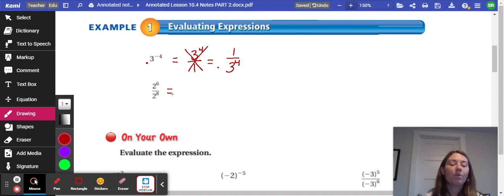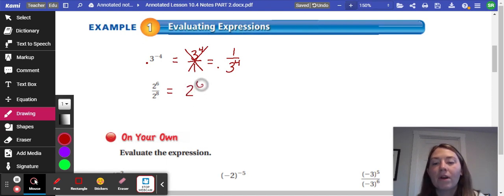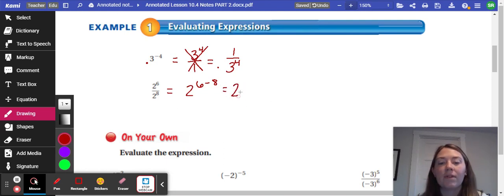So for the next example, we're going to need to use our quotient of powers property. We know when we are dividing two powers that have the same base, we subtract their exponents. Okay, so this becomes 2 to the power of 6 minus 8. When we do 6 minus 8, we get a negative number, right? We get negative 2. We want to write this with a positive exponent, okay?